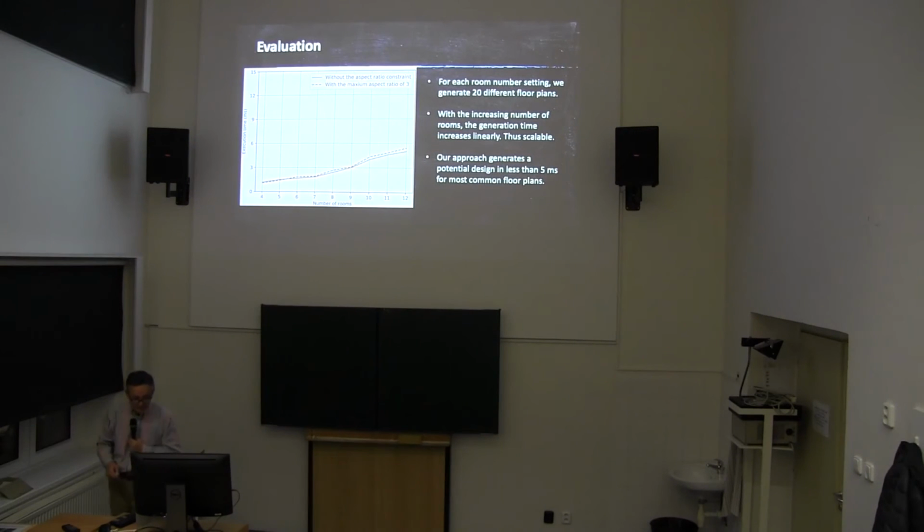So what we did is evaluate the generation speed. We are doing computer science, so speed is always an issue. If it takes ages to generate a floor plan, it's not useful. So we check with the aspect ratio and without the aspect ratio, and see how that affects the speed. If we specify the aspect ratio, we find the speed is not quite affected. Also, with the increasing number of rooms, the generation time increases linearly. That's why we say our approach is scalable.